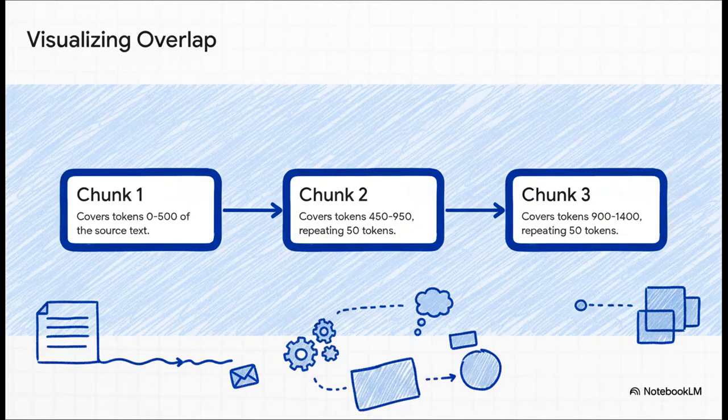This visual makes the idea of overlap perfectly clear. Just think of it like a safety net. The end of chunk 1 is repeated at the start of chunk 2. This makes sure that a complete thought that might have gotten split across the original cutoff point is still preserved and can be retrieved as one whole idea.